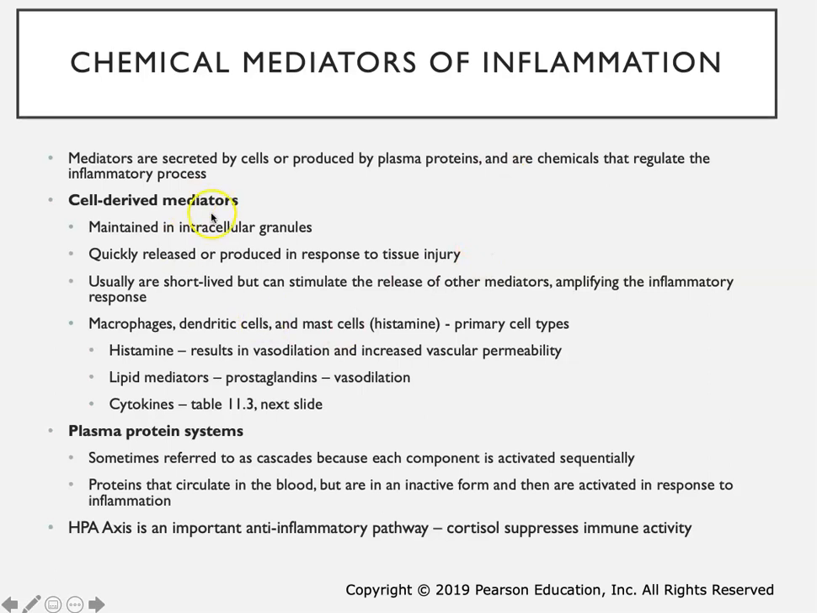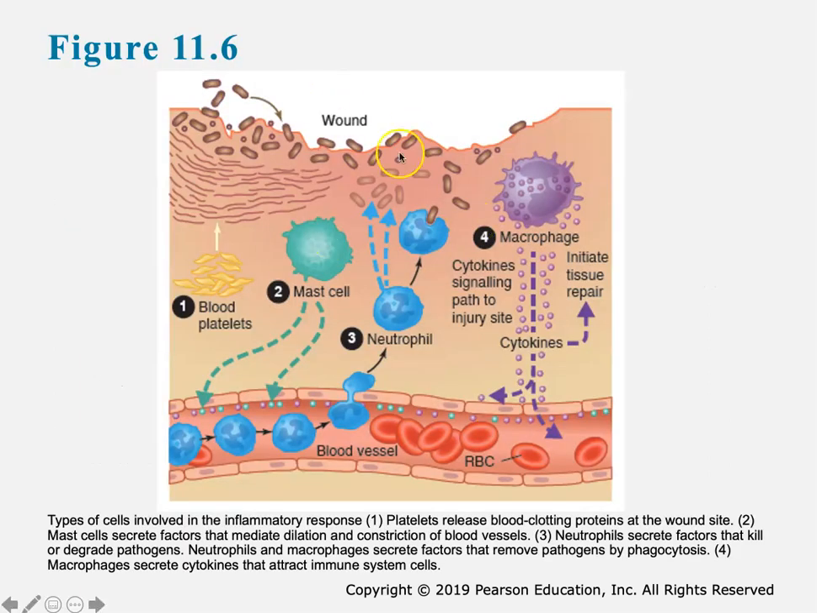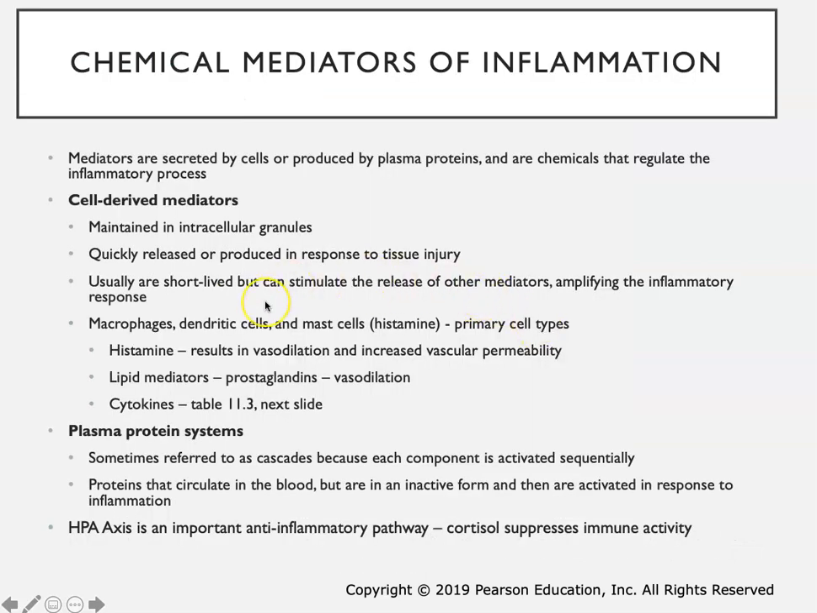In terms of cell-derived mediators, it says they're maintained in intracellular granules. Bottom line is they're maintained inside immune cells, and they will be released or produced in response to tissue injury. So if they're sitting there ready to go, they'll immediately be released, okay? Like we showed here, these macrophages releasing these cytokines. They're usually short-lived, but they can stimulate the release of other mediators, like I said when I was showing you that diagram, which will further amplify this response, okay?